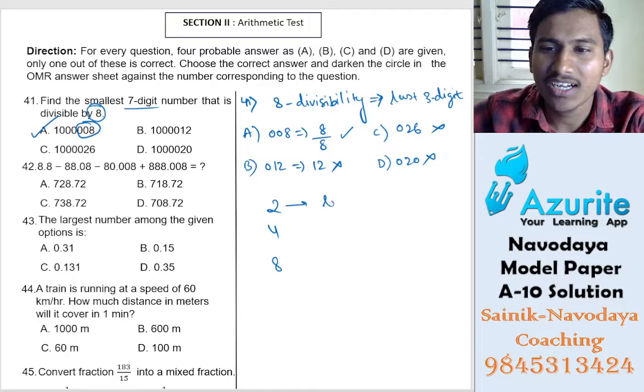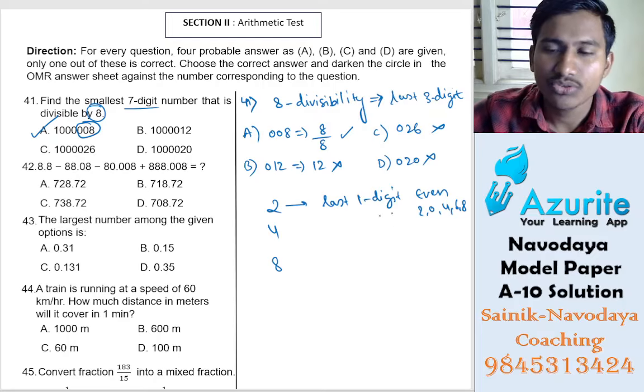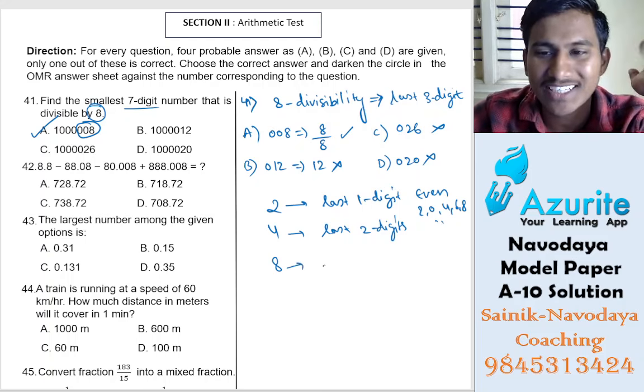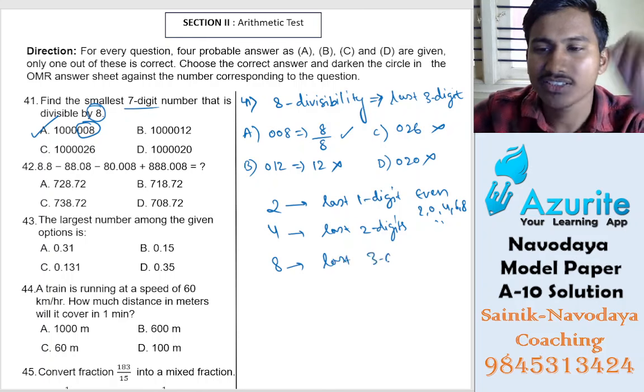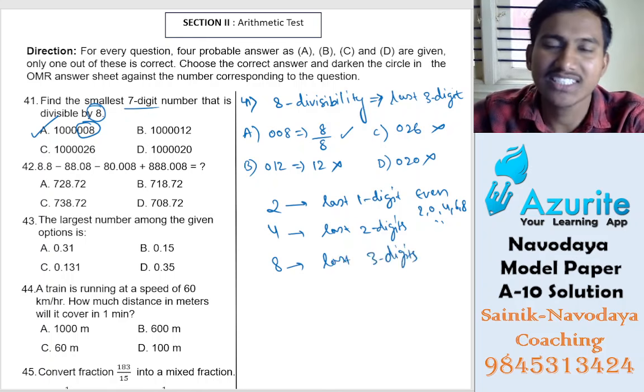Divisibility of 2 is last 1 digit. Last 1 digit should be even, right? 0, 2, 4, 6, 8. Yes. So next, 4 divisibility is last how many digits? 2 digits, and it should be even number also, that is divisible by 4, last 2 digits. 8 is last 3 digits. So if you check that, it will be easy to remember.